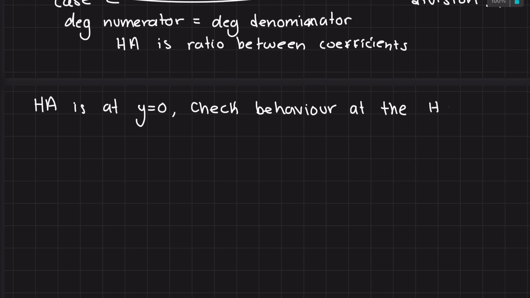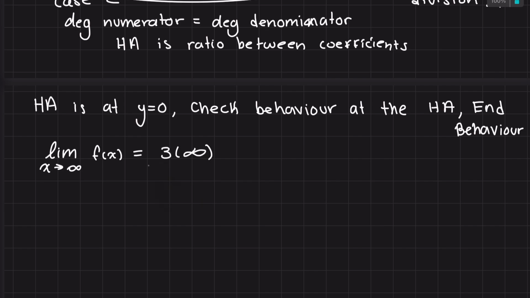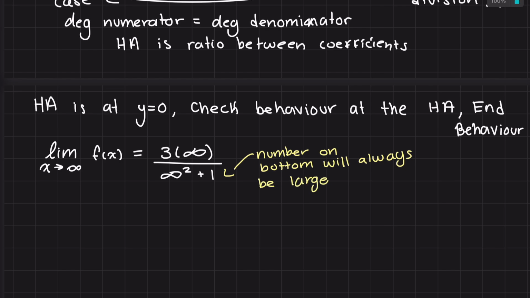But that doesn't end there. We now have to check the behavior around the horizontal asymptote, and this is called the end behavior. In order to do that, we must take the limit as x approaches infinity of the function. Now here you can see I'm writing infinity there, and infinity is a concept, it's not a number, but what we can do is when we write it down, we can identify what this infinity truly means to us.